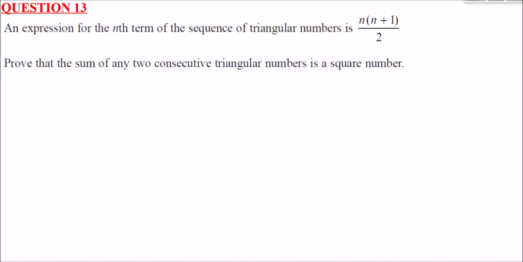Question 13 is a question on algebraic proof. What we need to do here is to prove that the sum of any two consecutive triangular numbers is a square number. And we're told here that a triangular number, the nth one, is n brackets n plus 1 all over 2. So consecutive means one next to the other.